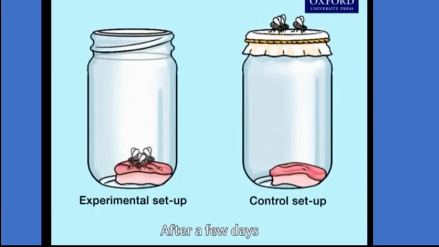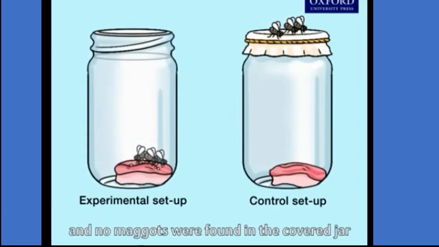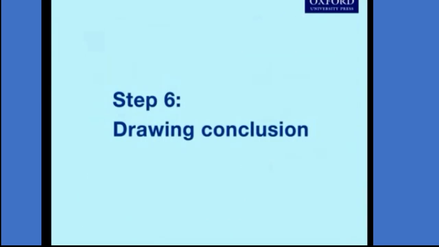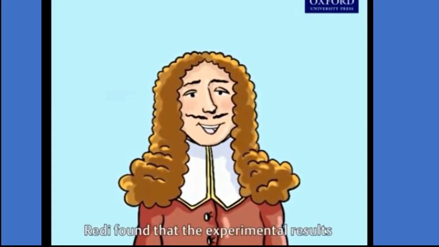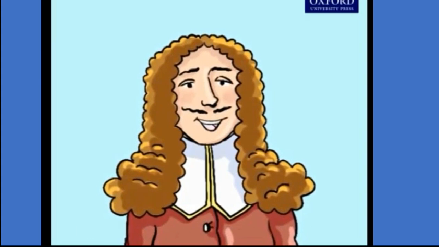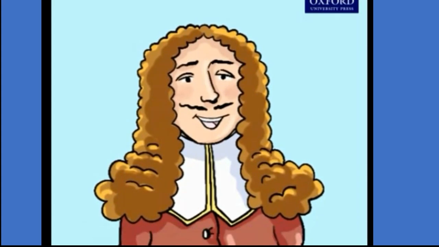After a few days, maggots appeared in the uncovered jar, and no maggots were found in the covered jar. Redi found that the experimental results supported his hypothesis. He made a conclusion based on the results. I conclude that the maggots are produced by the flies.